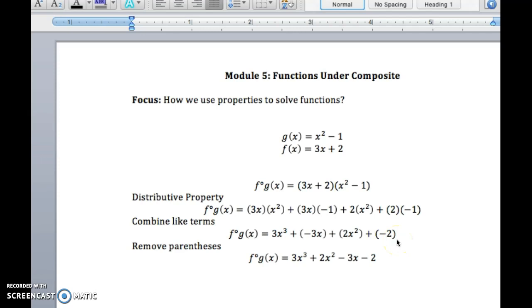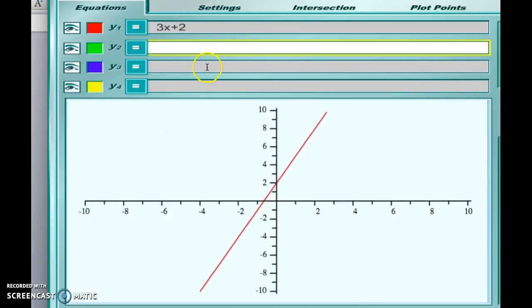And just removing the parentheses to make it cleaner, I say that f of g of x is equal to 3x cubed plus 2x squared minus 3x minus 2. So I'm always thinking of a real world connection. That really meant nothing to me, honestly. So I then decided to use the graphing calculators because this wasn't making too much sense to me.